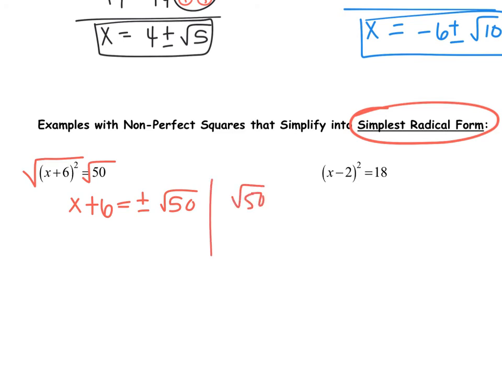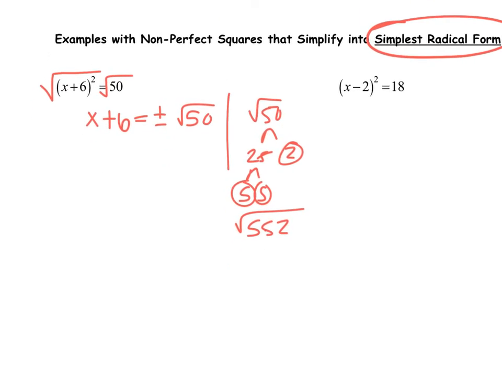So the square root of 50 I can break apart into 25 and 2. 2 is prime, and I can then break apart 5 and 5. They're both prime. So this becomes radical 5, 5, 2. And I have a double, my 5s. So radical 50 is really just 5 radical 2. So I'm really solving x plus 6 equals plus or minus 5 radical 2.